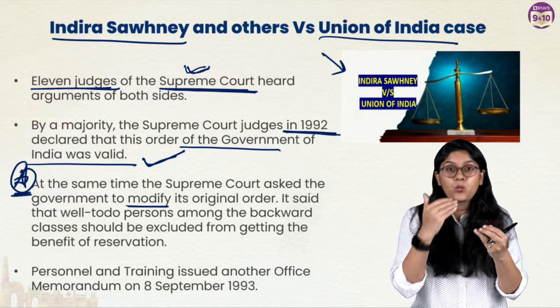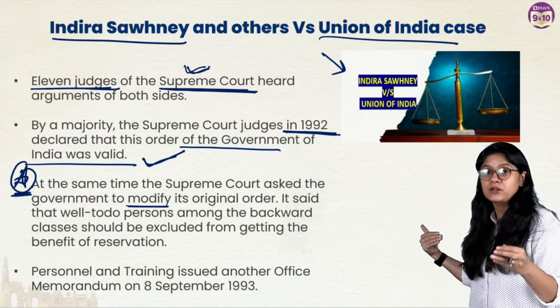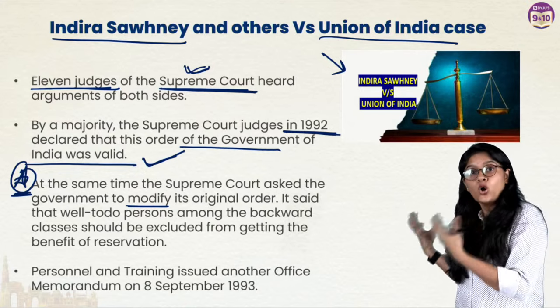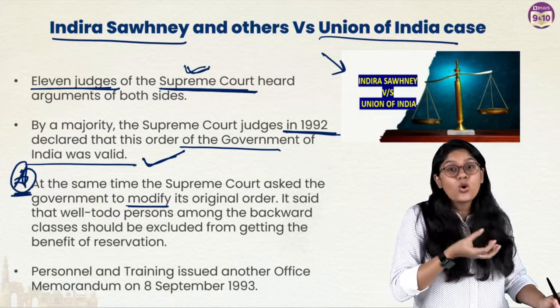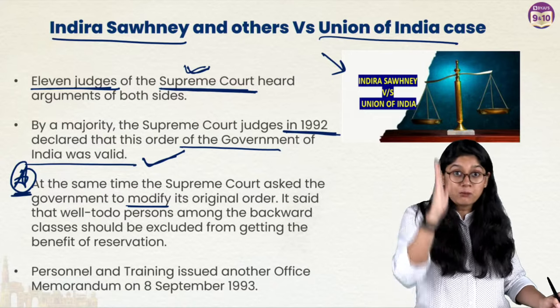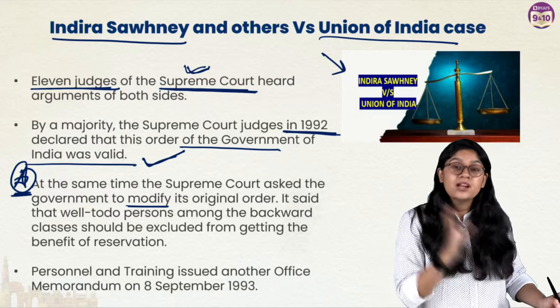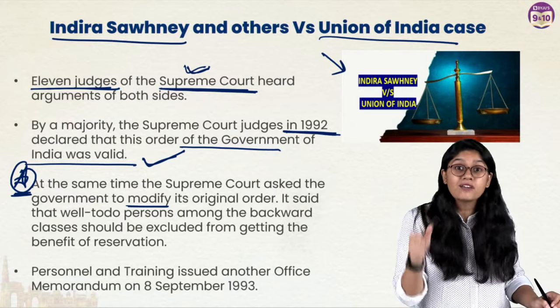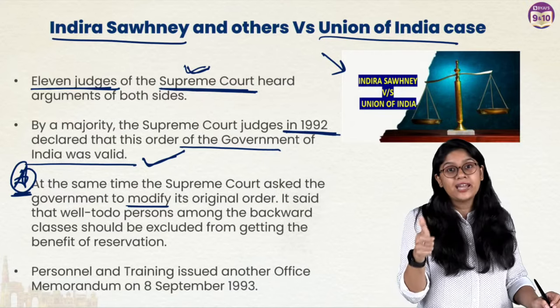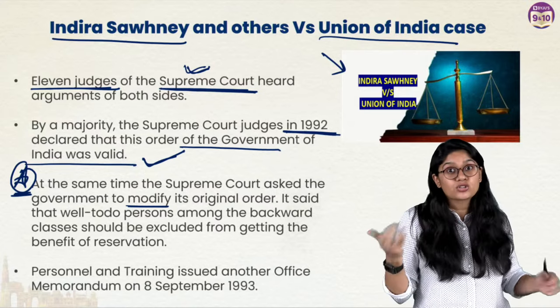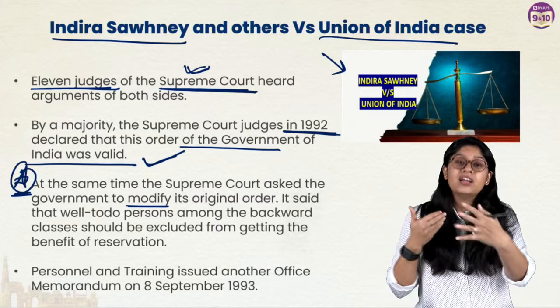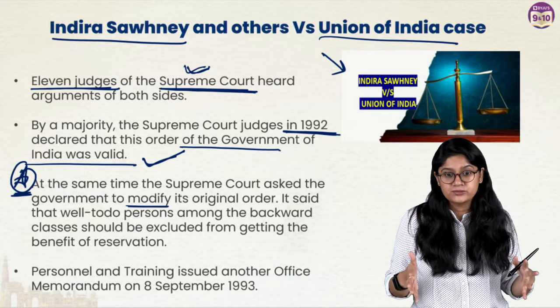But they will be stopping the growth of the other people who do not have as much money and education. So the government said that the people who are well-to-do will not be under this category of reservation. This is only meant for the people who are financially insecure or not that financially independent, and in education also, they did not receive any good education.